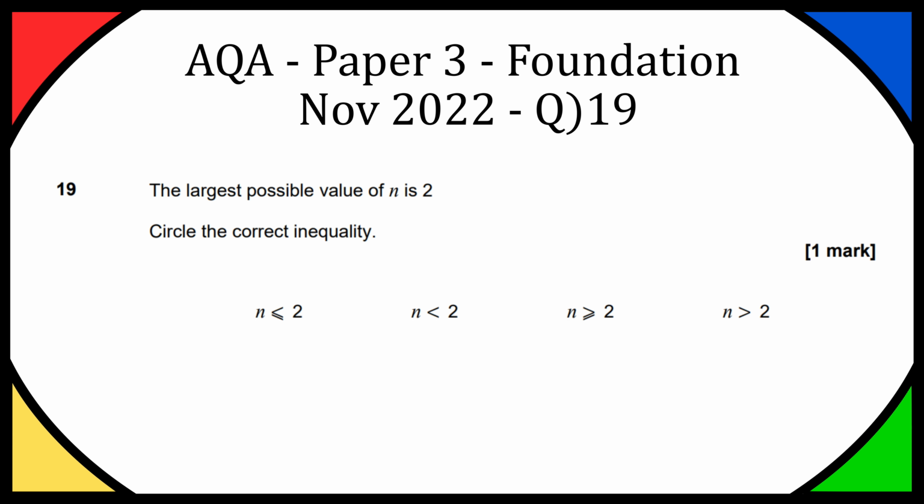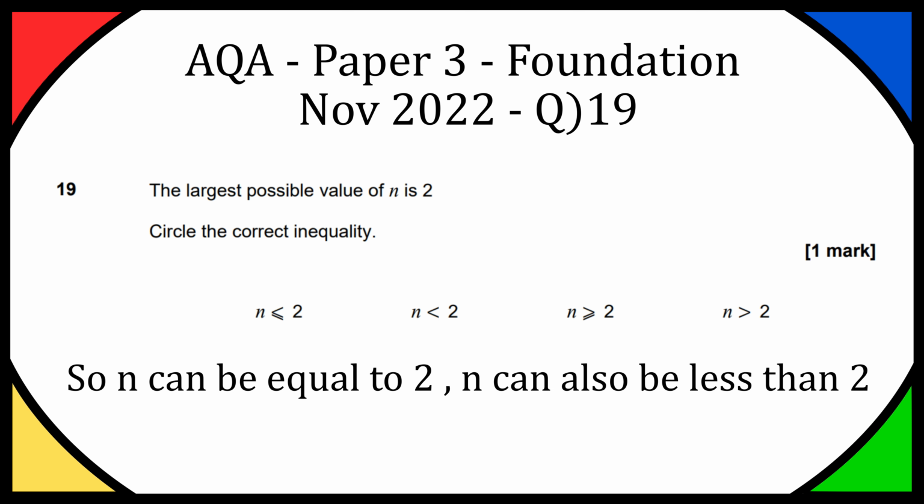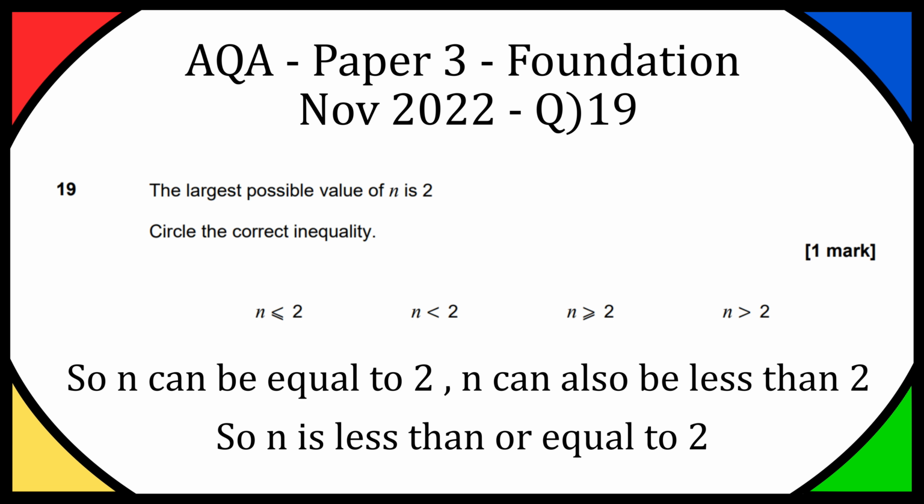So the largest possible value of n is 2. Okay, so n can be equal to 2, we know that. And by the fact it says the largest possible value, it also means n can be 2 or it has to be less than 2. So currently we have n can be equal to 2, but n can also be less than 2. If you say that together, n is going to be equal to or less than 2. And when you compare that to some of the inequalities, it's a lot more obvious which one it is. It's going to be n is less than or equal to 2, which is this one.